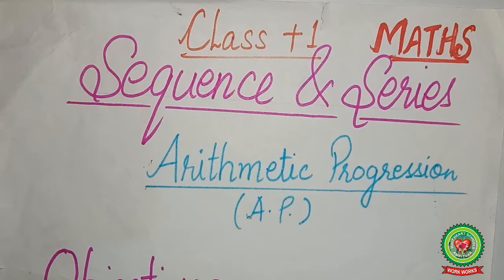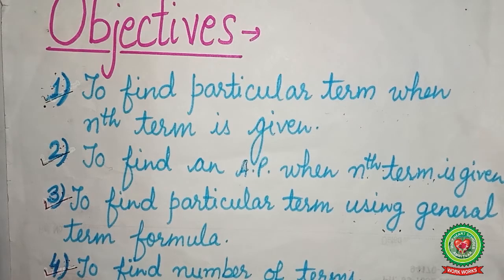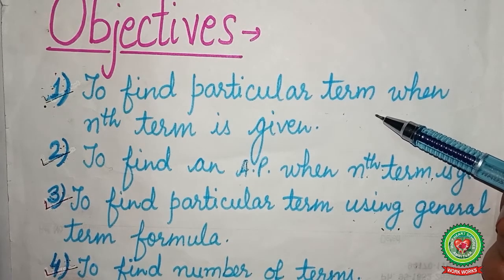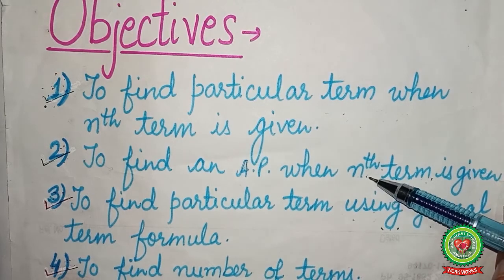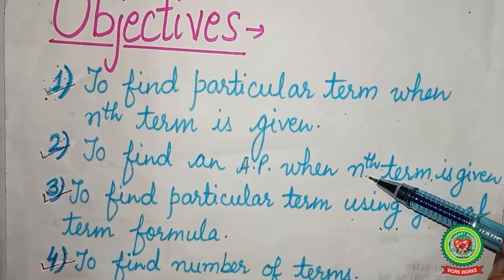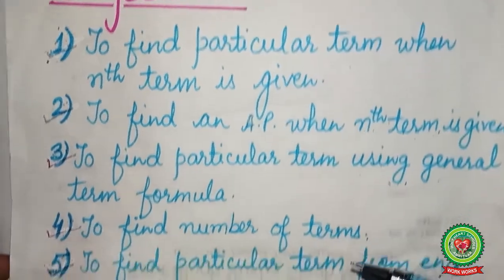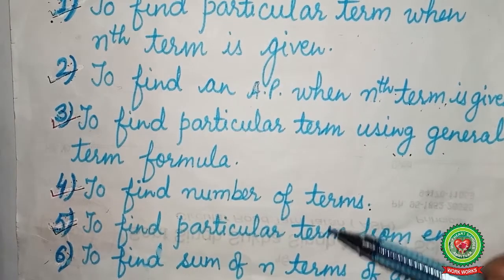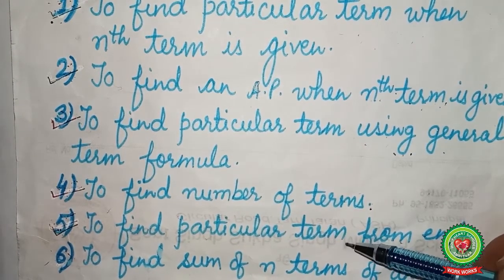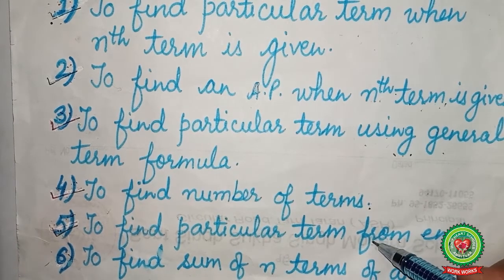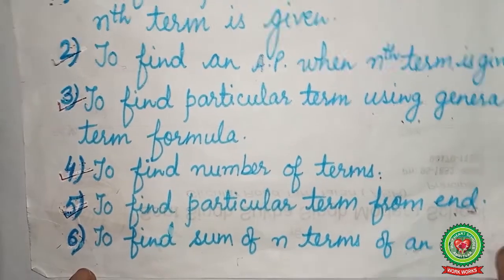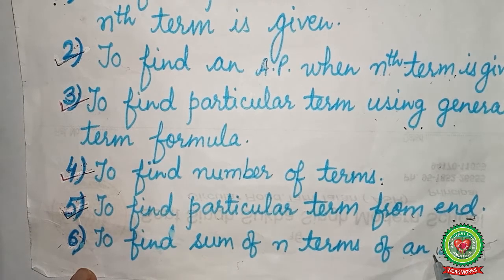Students, we are doing the topic arithmetic progression and we have completed the first 5 objectives of this topic. That is, first, to find the particular term when nth term is given. Second, to find an AP when nth term is given. Third, to find the particular term using general term formula. Fourth, to find the number of terms. Then fifth, to find the particular term from the end. And last one is to find the sum of n terms of an AP.